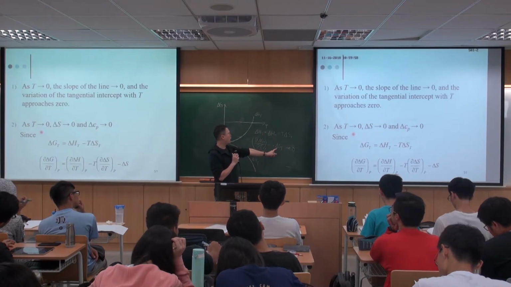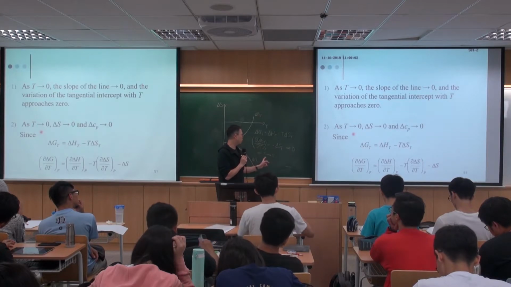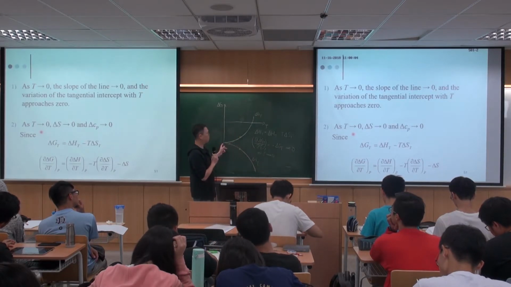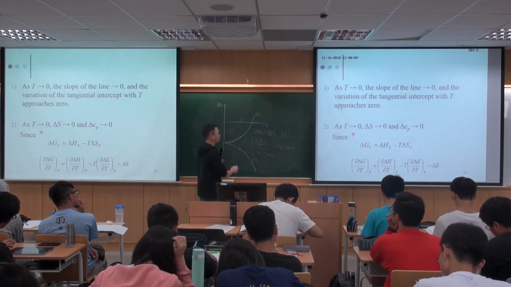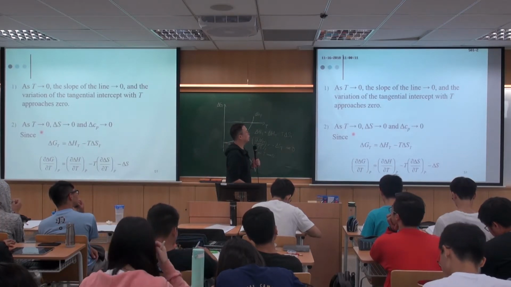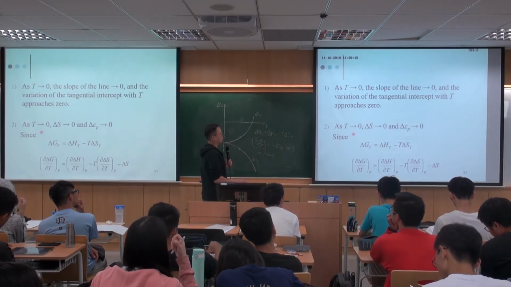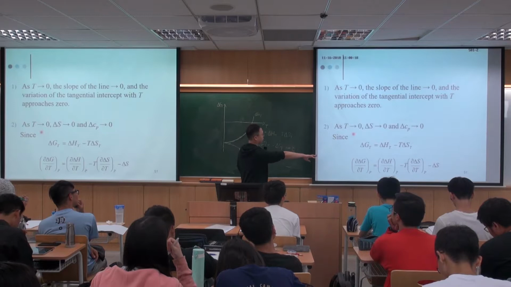So delta S for a certain temperature is approaching 0 when the temperature is close to 0. So at this point, delta S should be 0. And the second thing is that delta Cp should be close to 0. And the reason for that is through the derivation over here.